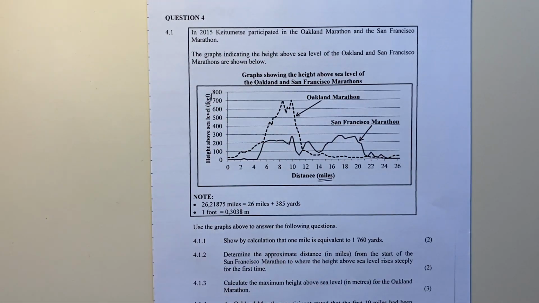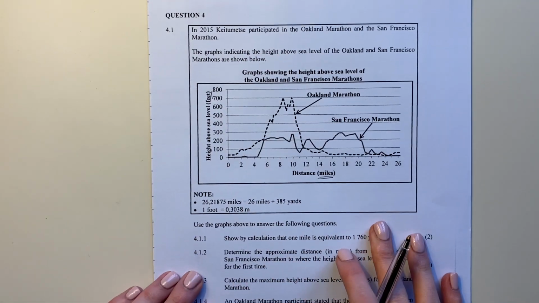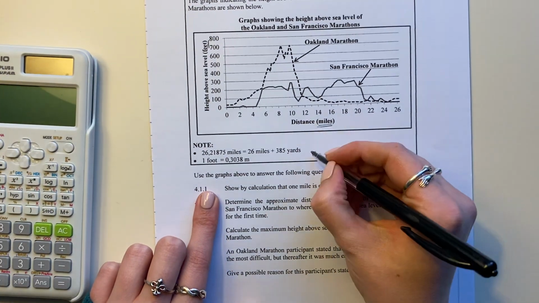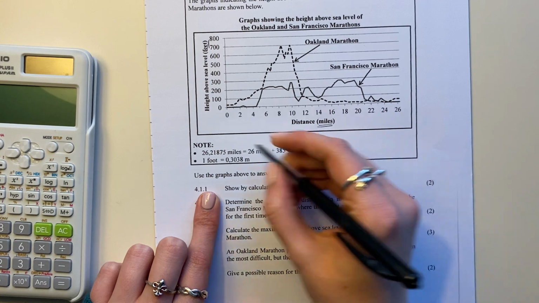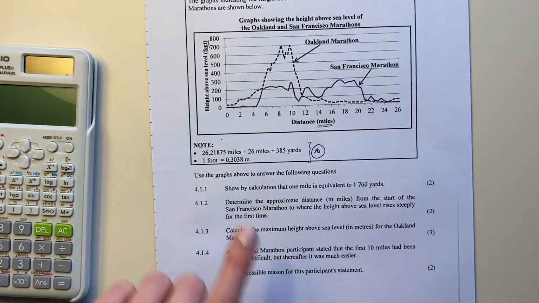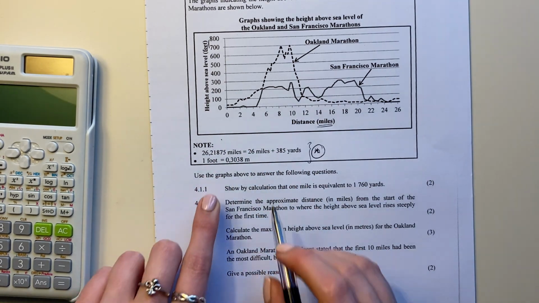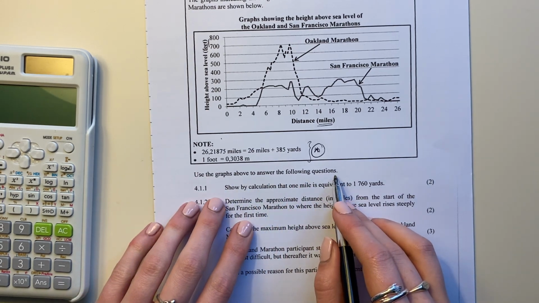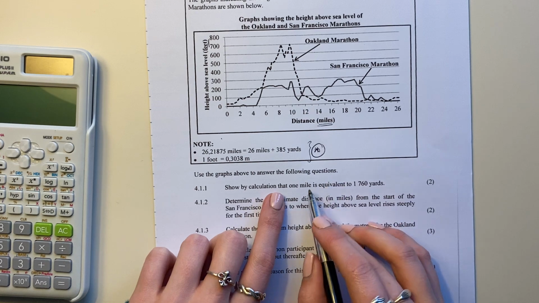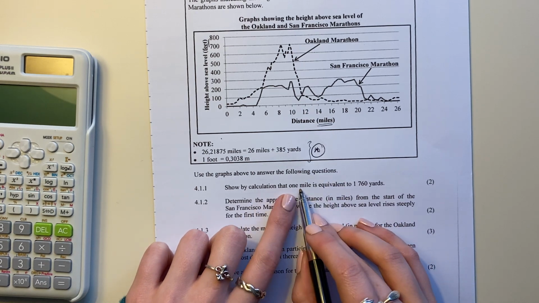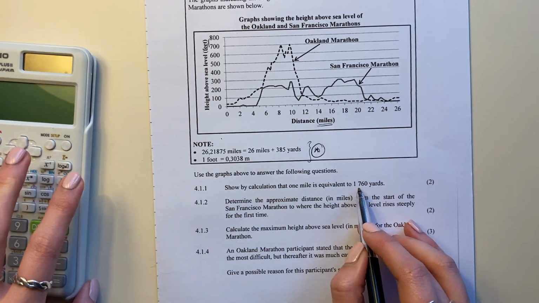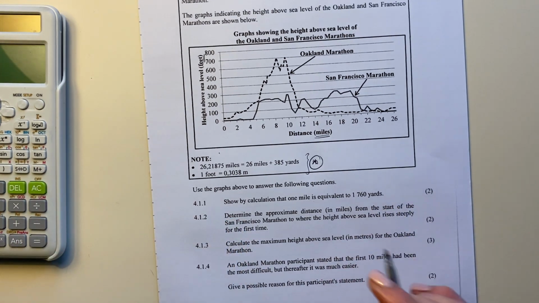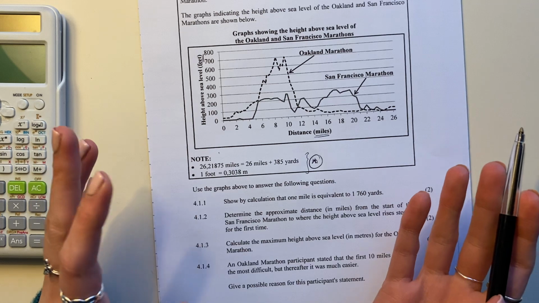Okay. Right, so let's now look at the questions and see what we need to do. Don't forget about things like little notes, right? We're probably going to have to use this, but let's go from here. Use the graph above to answer the following questions. 4.1.1, show by calculation that 1 mile is equivalent to 1760 yards. Okay, so you're probably thinking, what on earth? Because we have 1 foot here, we don't have any yards, what's going on?